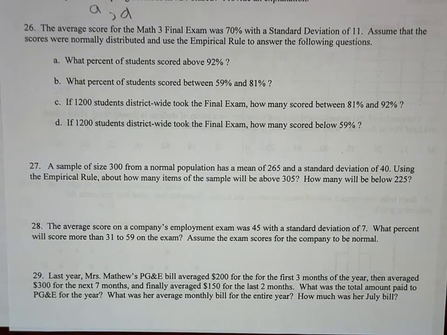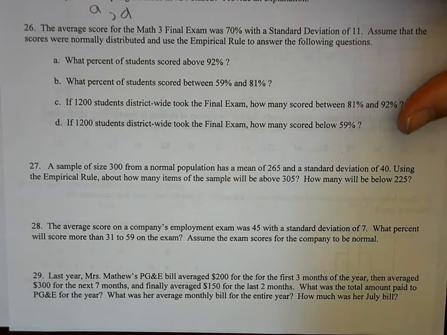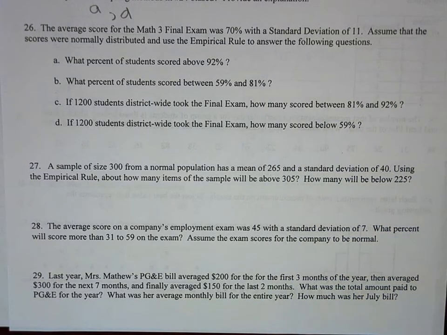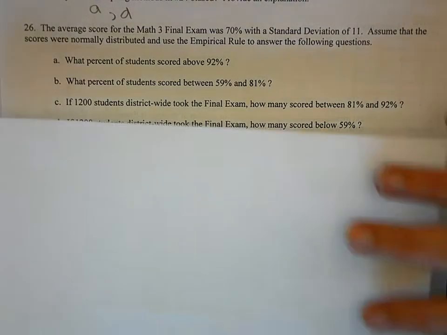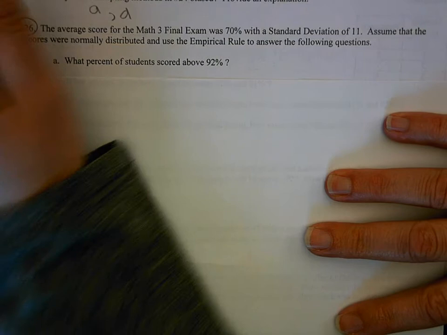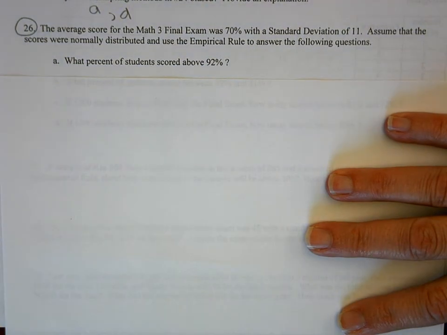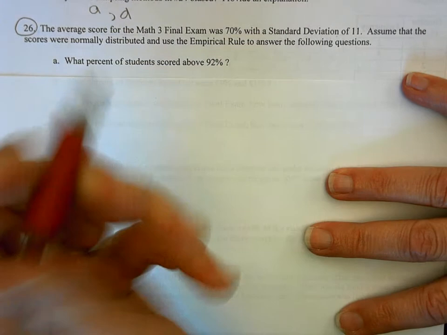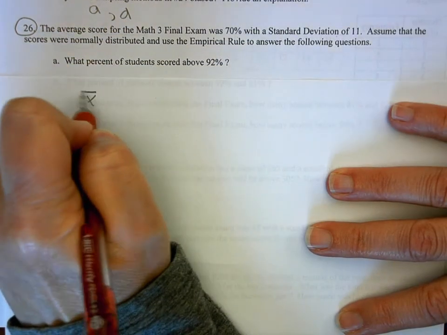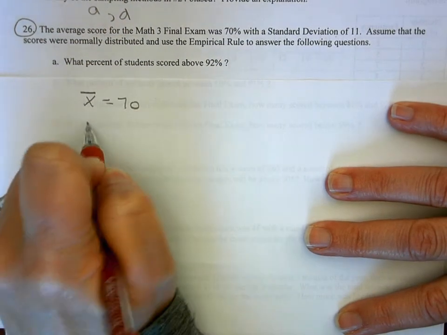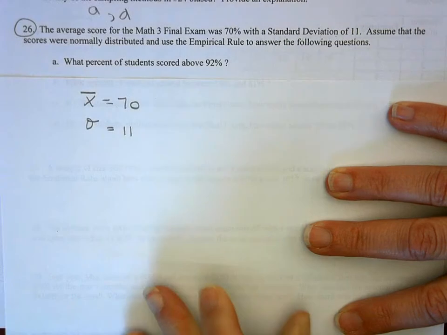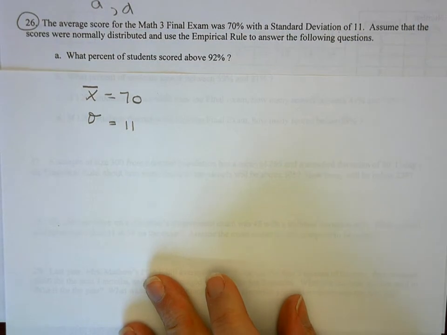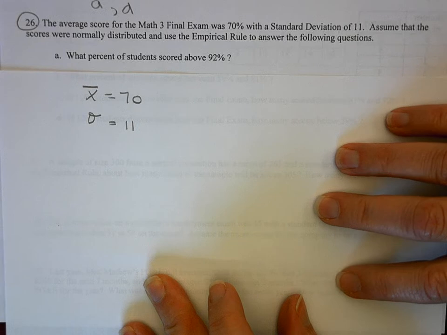Okay, so this is the last part of the Unit 8 review for the statistics unit. For question number 26, it tells you that the average score for the Math 3 final exam was 70% with a standard deviation of 11. So you know the average score was 70 and the standard deviation was 11. Assuming that the scores were normally distributed, use the empirical rule to answer the following questions.